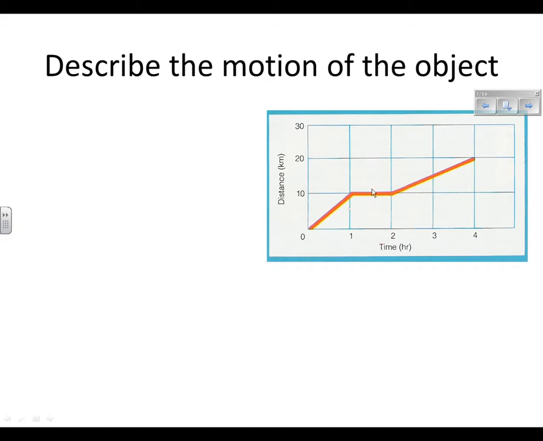All right, second portion of the graph, this section right here. What happened at that point? Come on, we just discussed it. Someone besides Graf, someone besides Jill. Beaver. The object stops. For how long, Beaver? An hour. Okay. Third point, this portion of the graph right here.